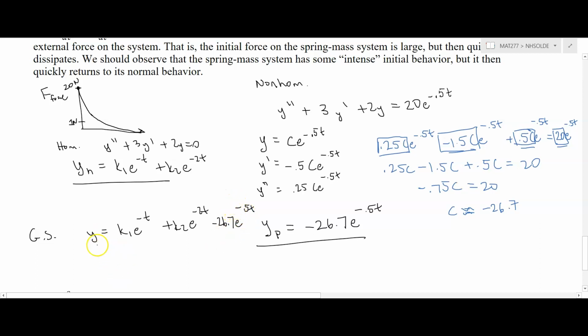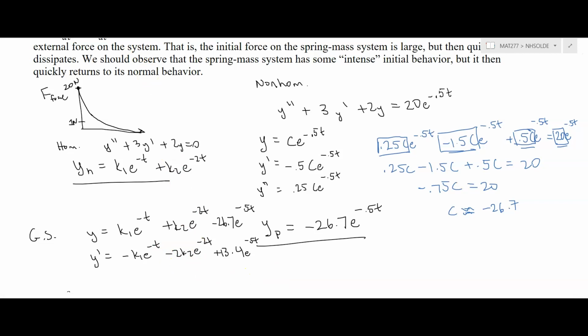So to find our initial condition, we need the velocity function, which is negative k1 e to the negative t minus 2k2 e to the negative 2t, and negative 0.5 times negative 26.7 comes out to about 13.35. So plus 13.4 e to the negative 0.5t.